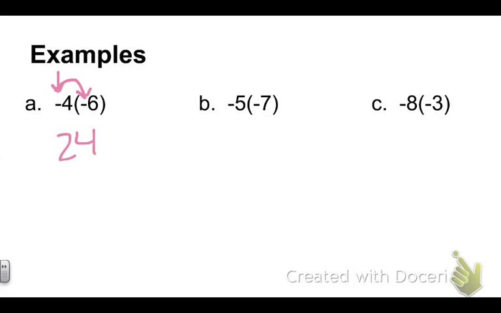B, negative 5 times negative 7. 5 times 7 is 35. Now look at the signs. The opposite of a negative is a positive. And example C, 8 times 3 is 24. The opposite of a negative is a positive.